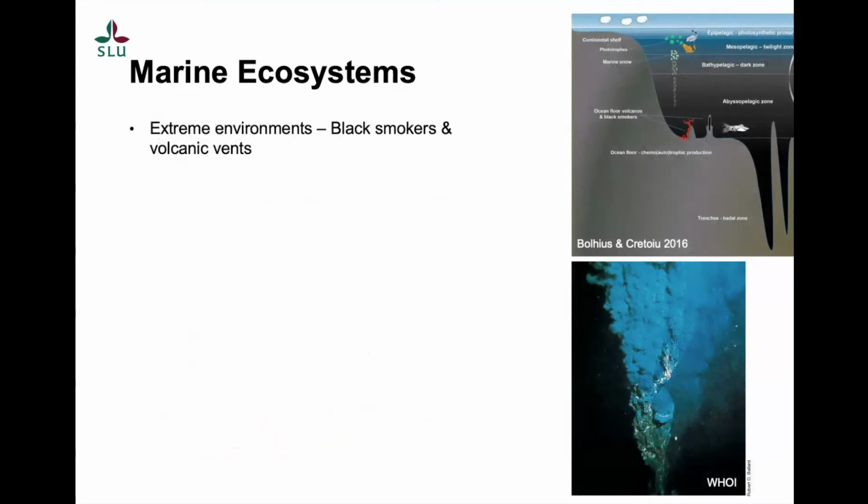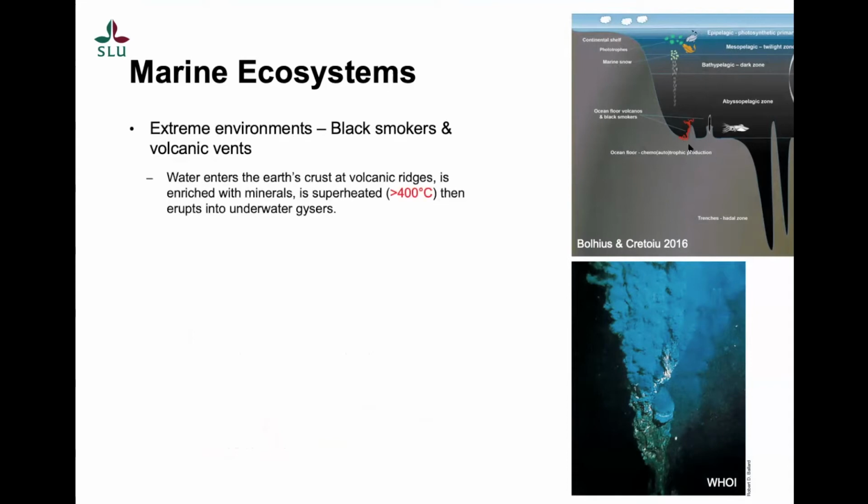And then maybe just a little bit about some of the extreme environments that you have in marine ecosystems. I think the most famous, of course, is going to be these black smokers and volcanic vents. These are vents in volcanic ridges, mid-ocean ridges, in the abyssal plain, and they're driven by volcanic activity. So you have water seeping into the crust, being heated up very, very hot. But because they're in the abyssal plain, there's so much pressure that you can actually get water that is superheated.